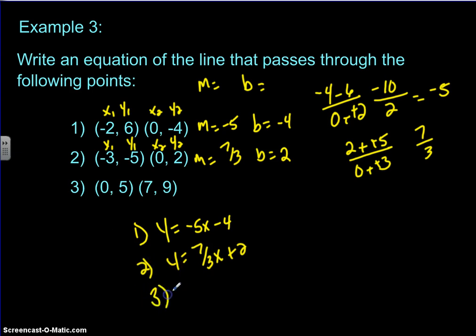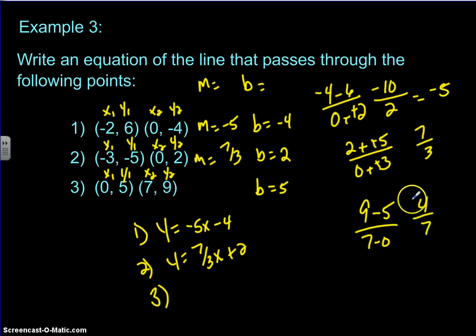Okay, number 3. Again, I'm writing crooked. I know that. The y-intercept is right here, which is 5. Let's find the slope, x1, y1, x2, y2. We're going to have 9 minus 5 over 7 minus 0. That's going to be 4 over 7. That's the slope. Okay, so y equals 4/7 x plus 5.